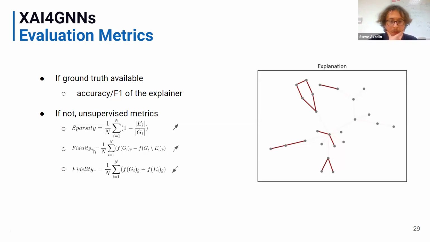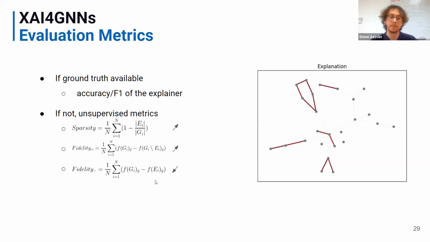The fidelity plus is computed as follows. You compute the difference between the confidence in predicting the label over your entire graph, G_i, and you subtract from this confidence score the confidence score of the prediction after removing the explanation from the graph. In principle, if the explanation contains the relevant information, this complement of the explanation should convey no information about the final label, and so this f of the complement should be very low. Thus, the difference should be pretty high, approaching 1, hopefully, in the best case.